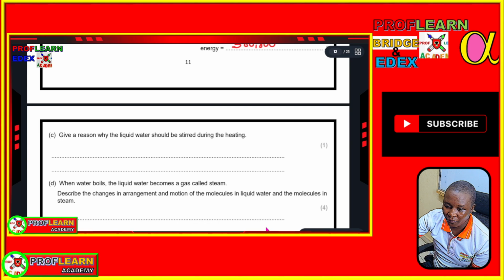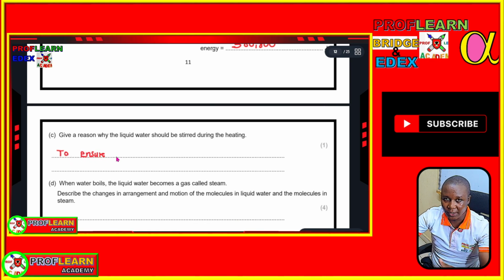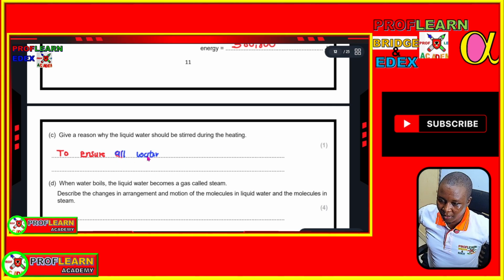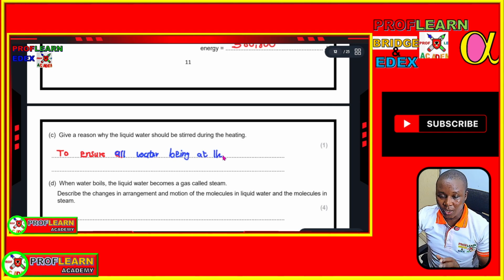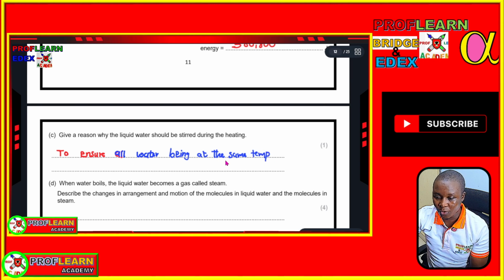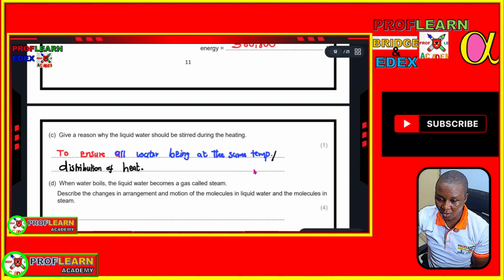Right, so give a reason why the liquid water should be stirred during heating. This is for uniform distribution of heat throughout the entire liquid, to ensure that the entire liquid has the same temperature. That's why whenever you are doing this particular experiment, you have to stir the content.